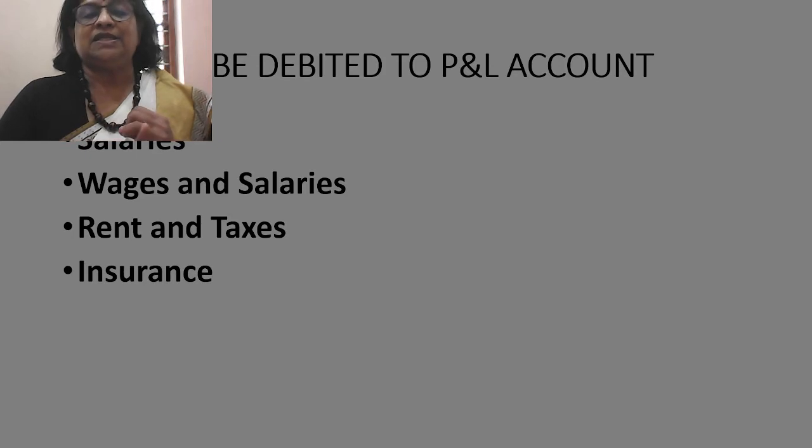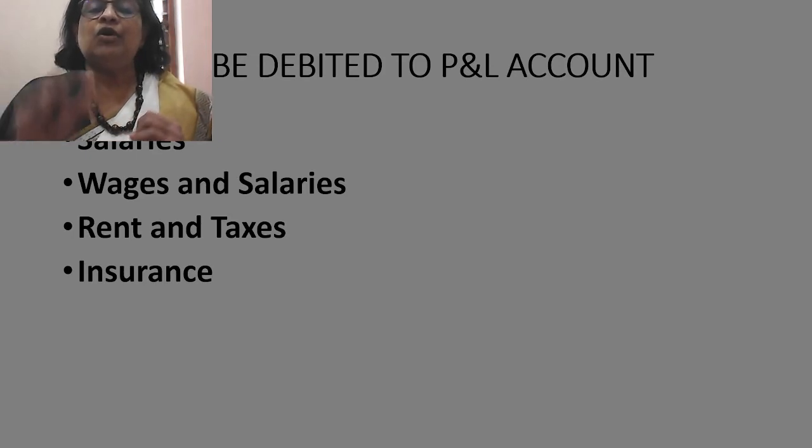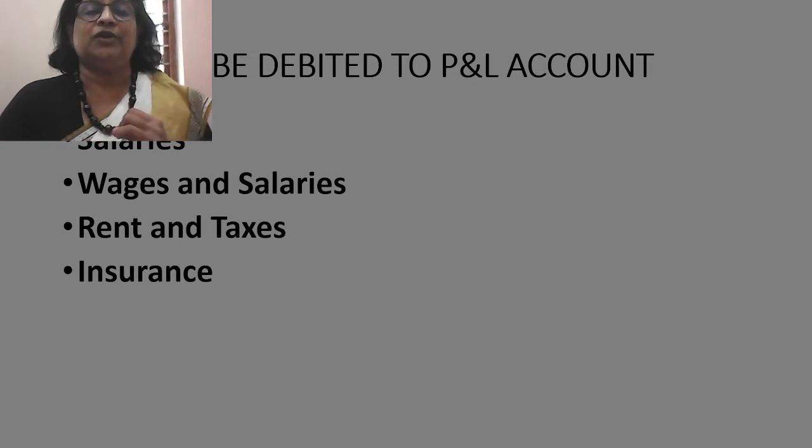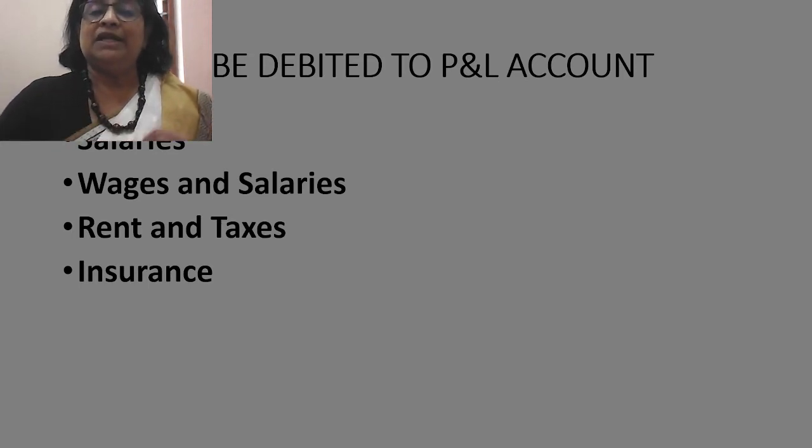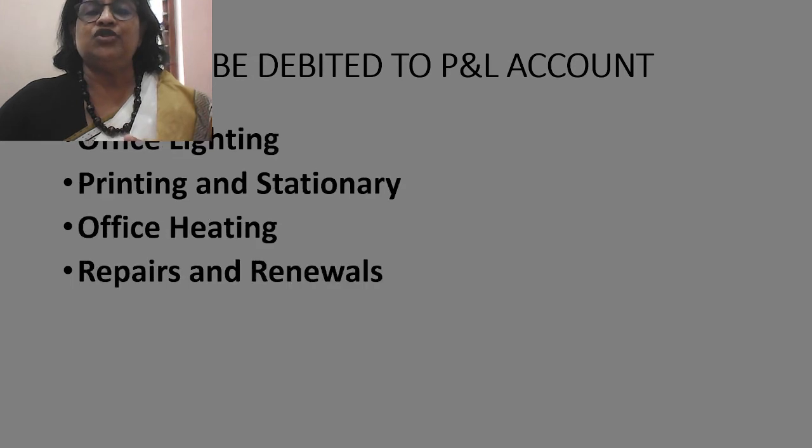Rent and taxes. If the business is carried out on a rented building, you have to pay the rent. Taxes is the municipal tax, property tax what you have to pay. These are indirect expenses, it will be debited to profit and loss account. Next is insurance. We have property insurance to protect the property from fire, theft, burglary or all that. So that is the insurance.